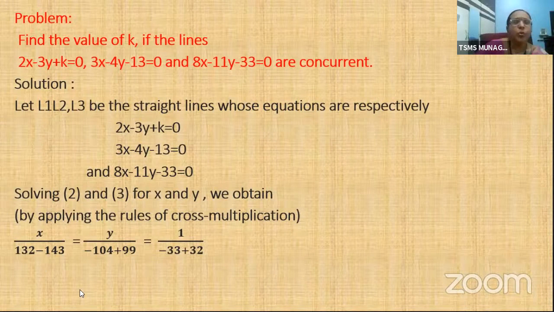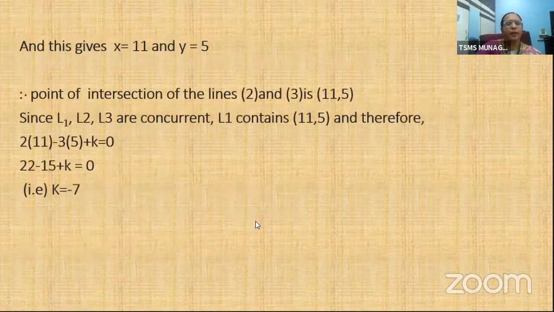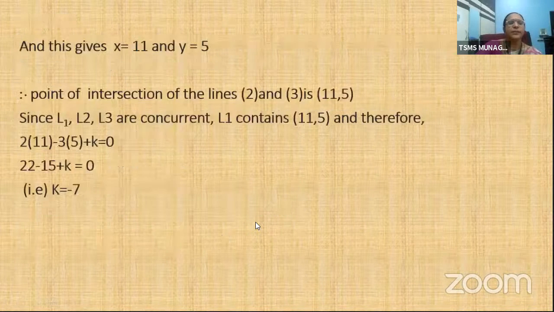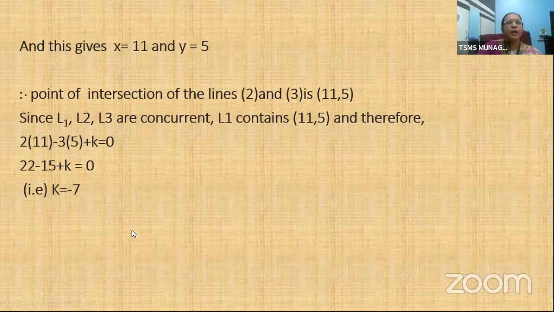So you can solve for k and get the value. This gives us x equal to 11 and y equal to 5. And on substitution of x equal to 11 and y equal to 5 in the first line, you will get the value of k as minus 7.